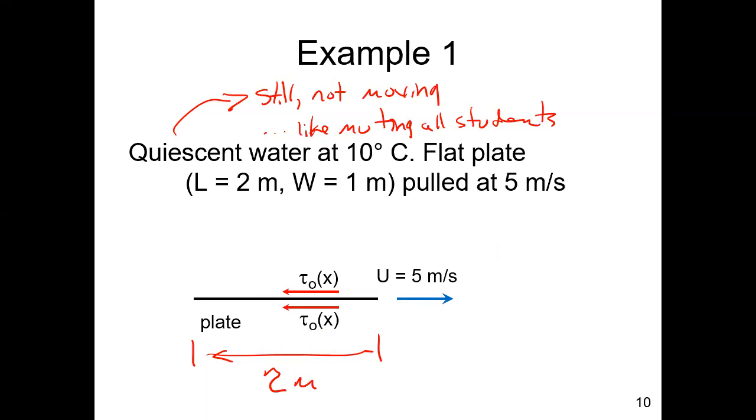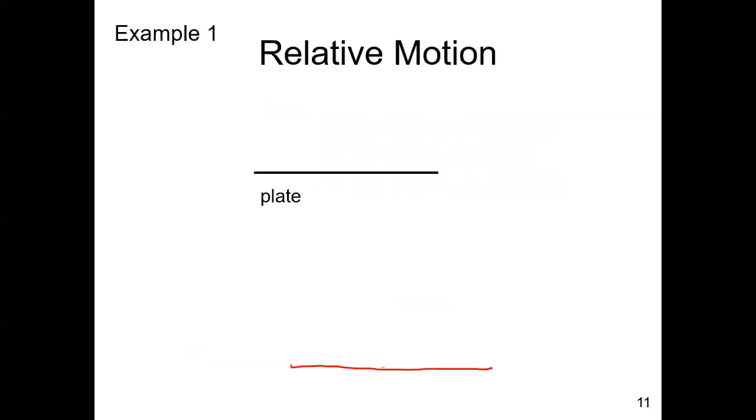Quiescent just means it's still. It's like a pond, there's no real velocity. It can also be associated with sound, quiescent.